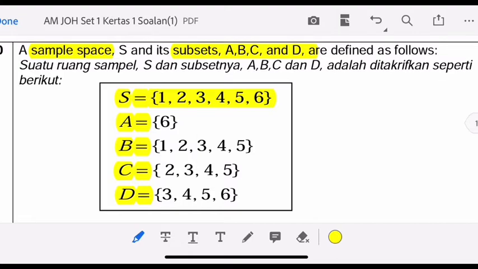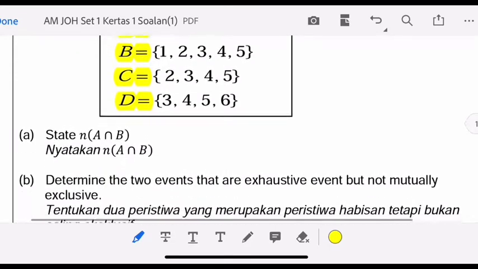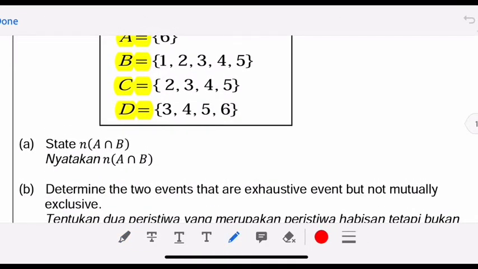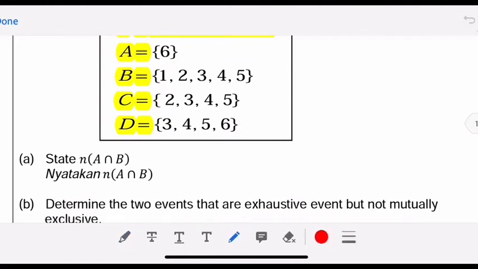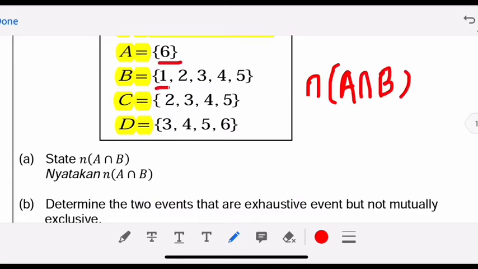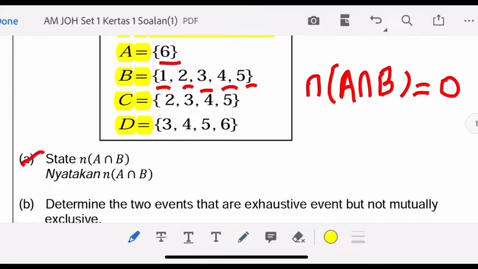So now, the question is asking to state the number of elements of A intersect B. Okay, let's go to set A and set B. We check, are they sharing any common elements? It seems like no. So the number of elements of A intersect B is 0. Okay, so we have solved A.